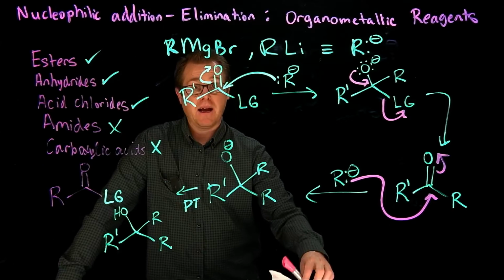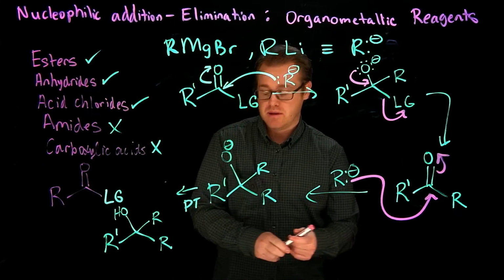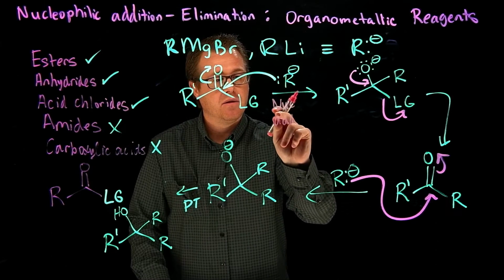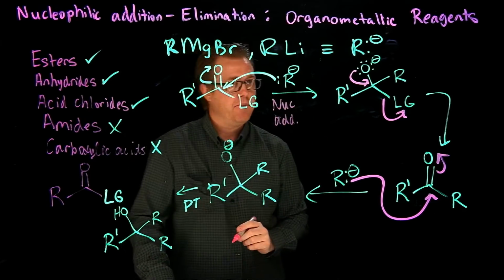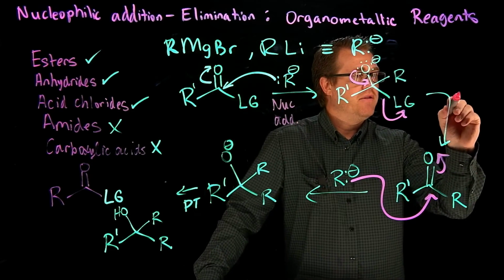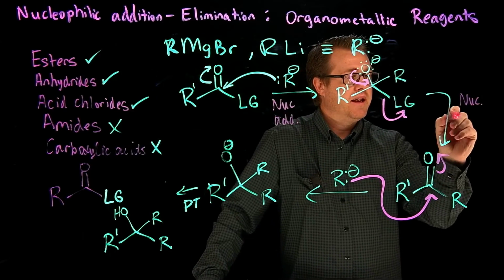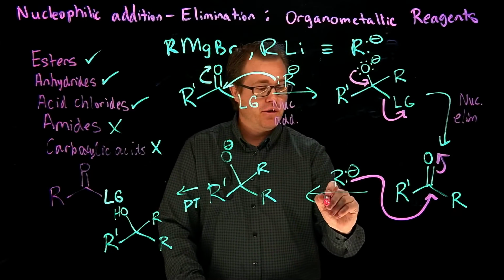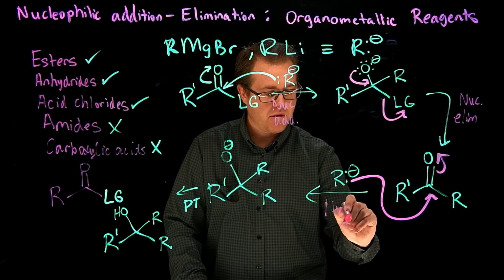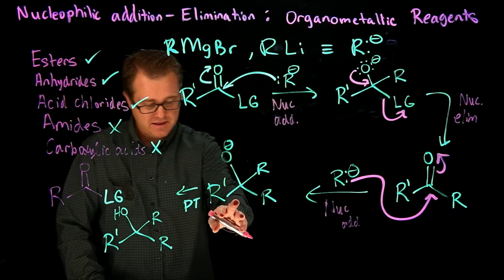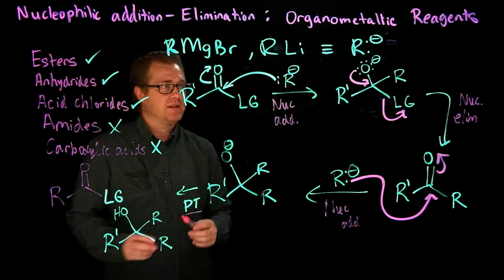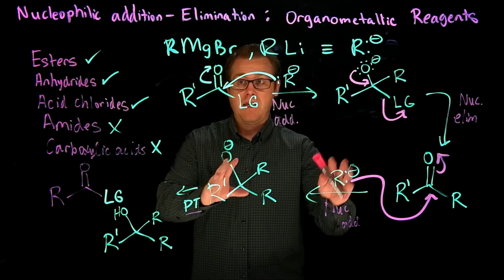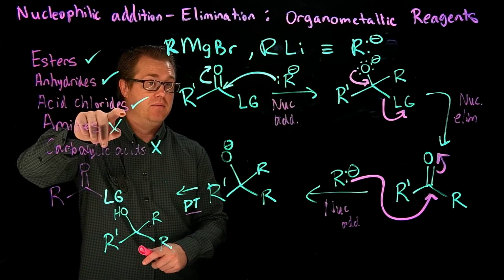So let's make sure we understand each step here, what's going on. This is our nucleophilic addition step right here. Nucleophilic addition step. And then this one is our nucleophile elimination step. And then we're going to do another nucleophilic addition step with the ketone, get us this thing, and then we do our proton transfer. So that's the generic mechanism that works for these three right here.